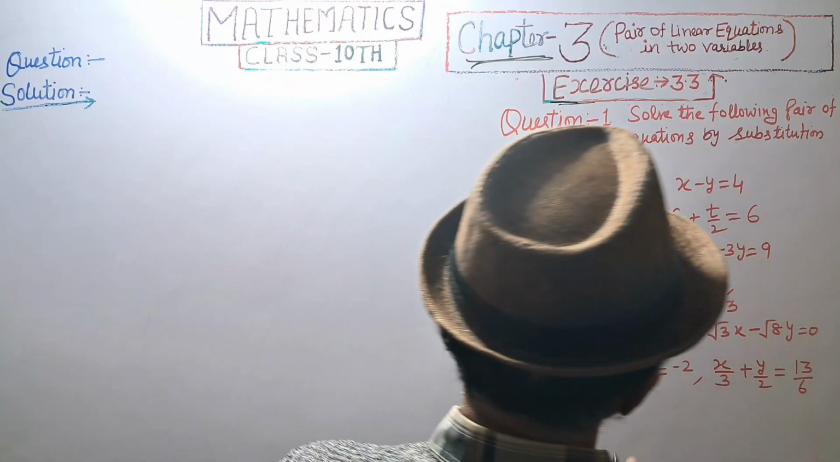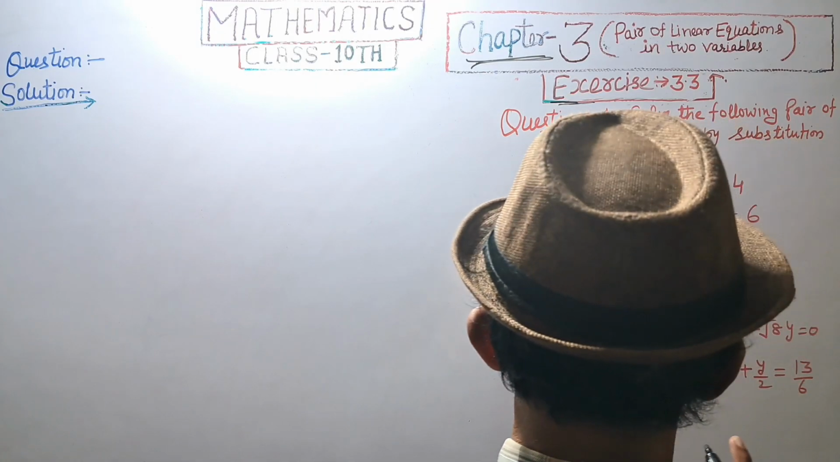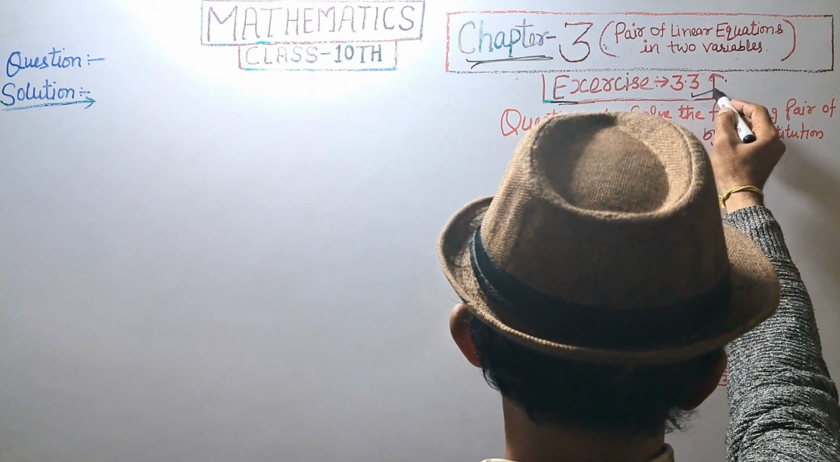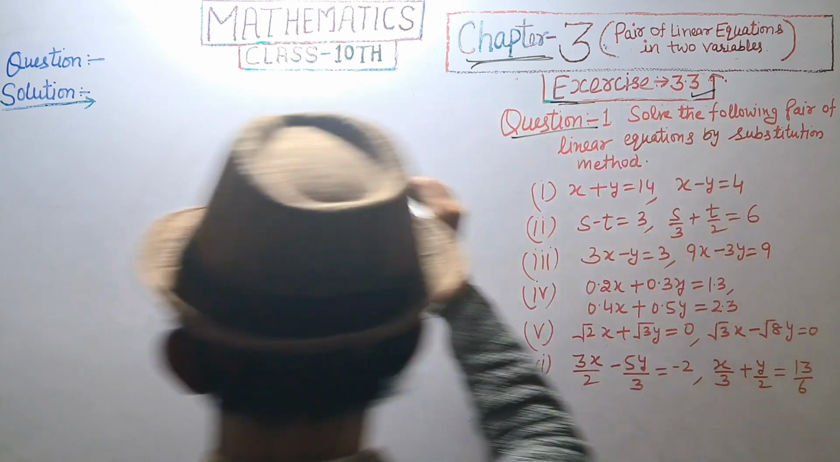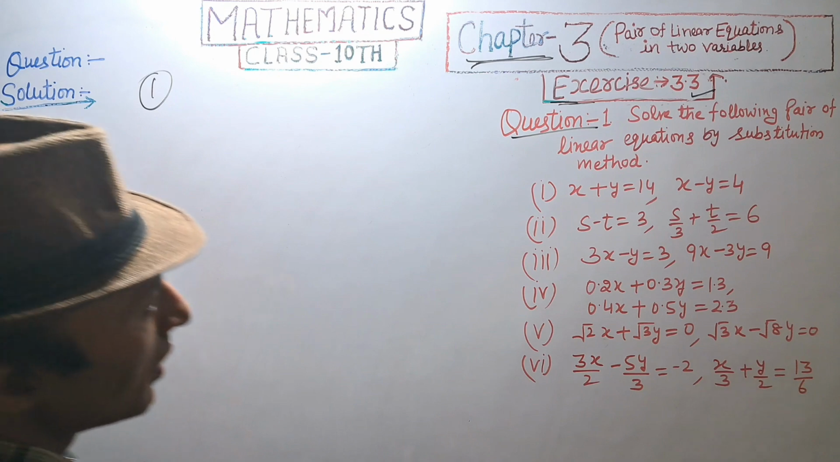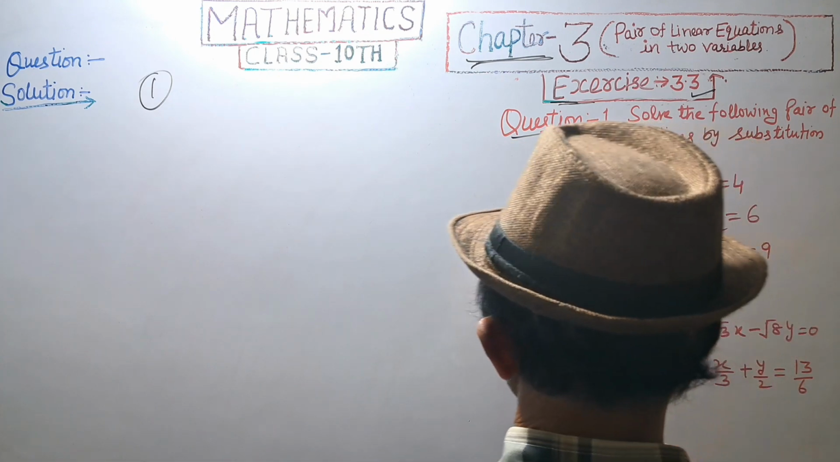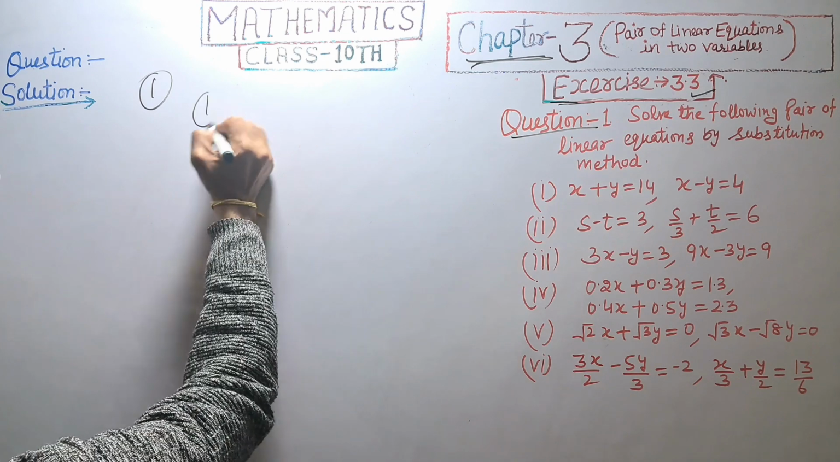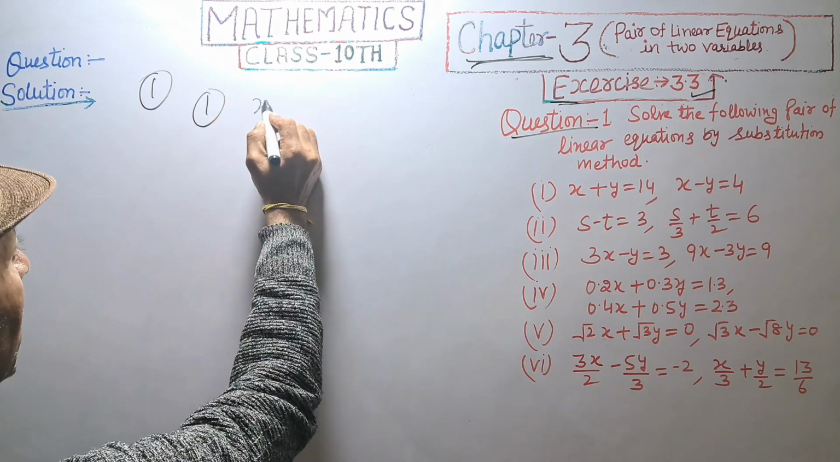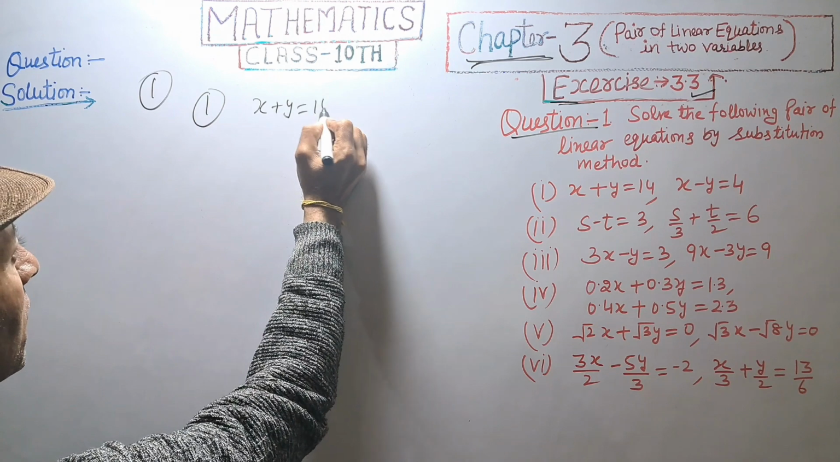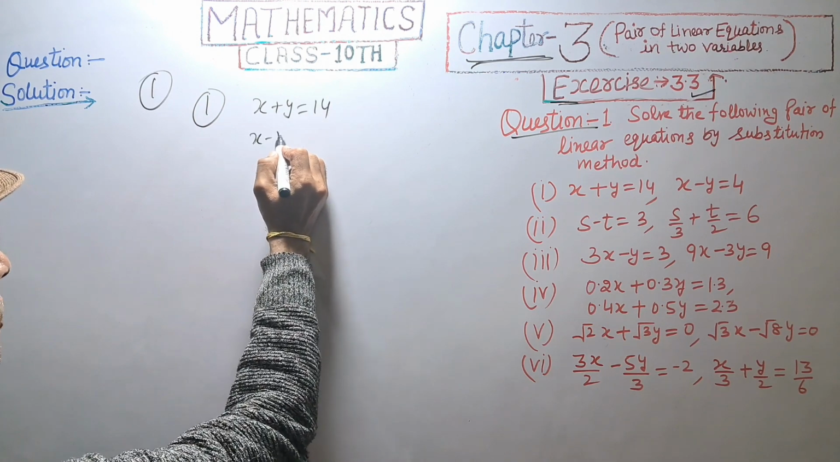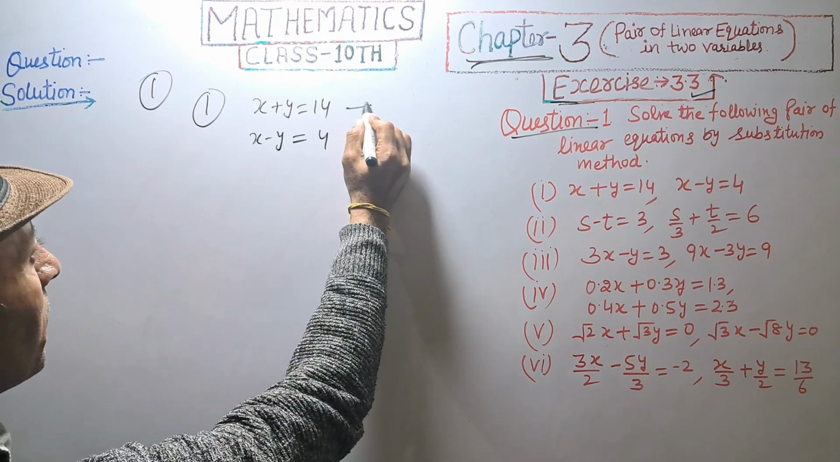Chapter number 3, pair of linear equations in two variables. Exercise 3.3, question first. Solve the following pair of linear equations by substitution method. First part, given x plus y is equal to 14 and x minus y is equal to 4.